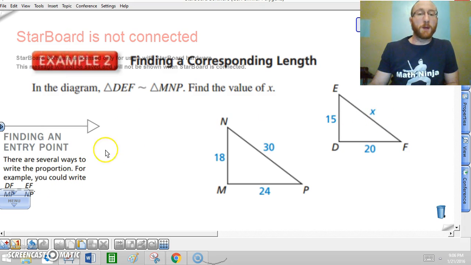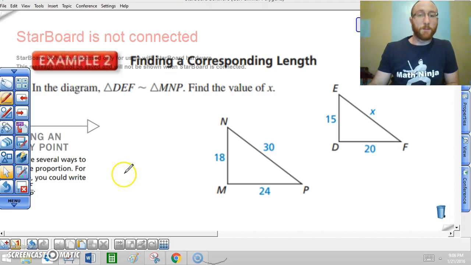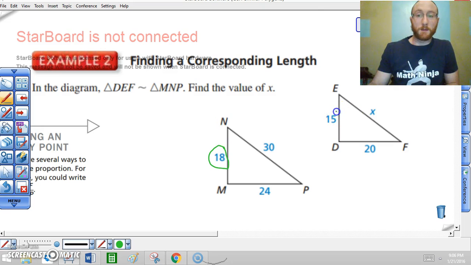So what I always like to do, since DEF is first, I'll put something from here on the numerator and MNP in the denominator. So MN is going to match DE. So I'm going to do 18 over 15 equals, now I want to get X in here. Since X is in part of the triangle with 15, X goes in the denominator. And X matches 30, so 30 goes in the numerator.